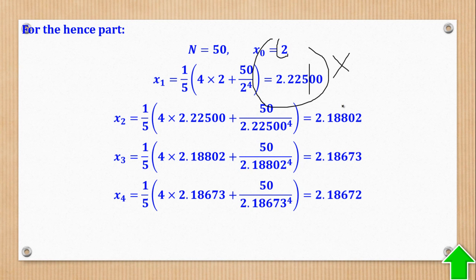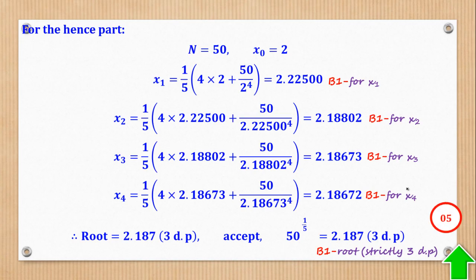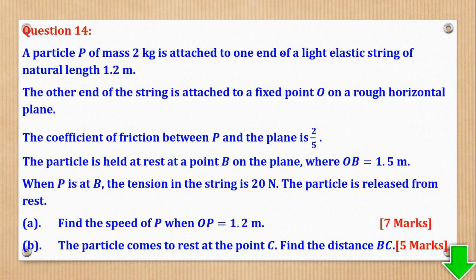Then here with this and that, here 3 decimal places are 2.225, here it is 2.188, so they are not the same. Then compare again with this. Here it is 2.188, here it is 2.187, so they are not the same. Compare with this, 2.187, 2.187, so that is what they want. Therefore, you stop there and quote the root to the given accuracy. So that was question 13.